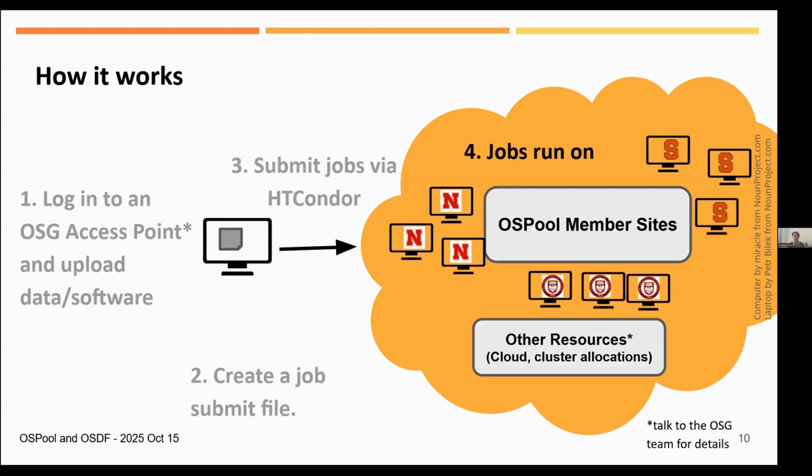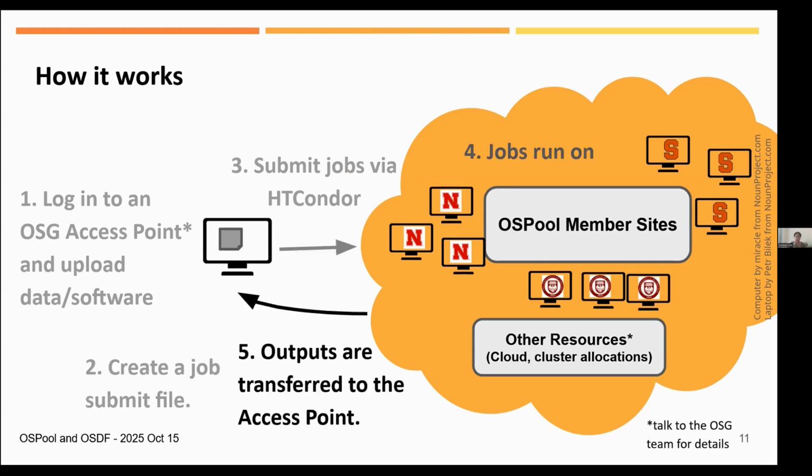It will find a computer out in the Open Science Pool. And so these computers could be at any institution across the United States, as long as they decide to donate their resources to us. And then your jobs will land on those machines and run there. So once your jobs have run, any outputs they create are then transferred back to you at the access point. And so in this kind of schematic, you can imagine that it's very automated.